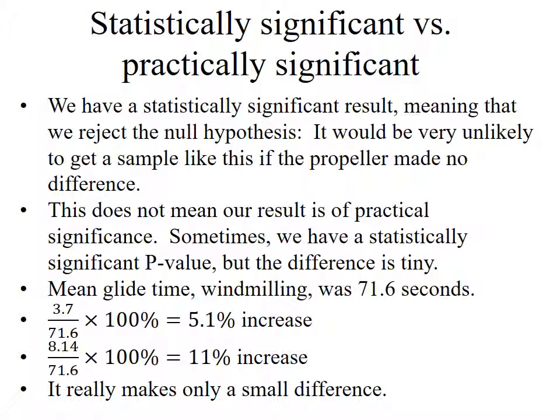So let's consider this. Our mean glide time, average glide time, while windmilling was 71.6 seconds. That confidence interval says locking that propeller should give us an extra 3.7 to 8.14 seconds. What kind of a percentage increase is that? 3.7 divided by 71.6 times 100 to make it a percent gives us a 5% increase. The other end of our confidence interval would give us 8.14 seconds divided by 71.6 times 100 to make it a percentage, and that's an 11% increase.